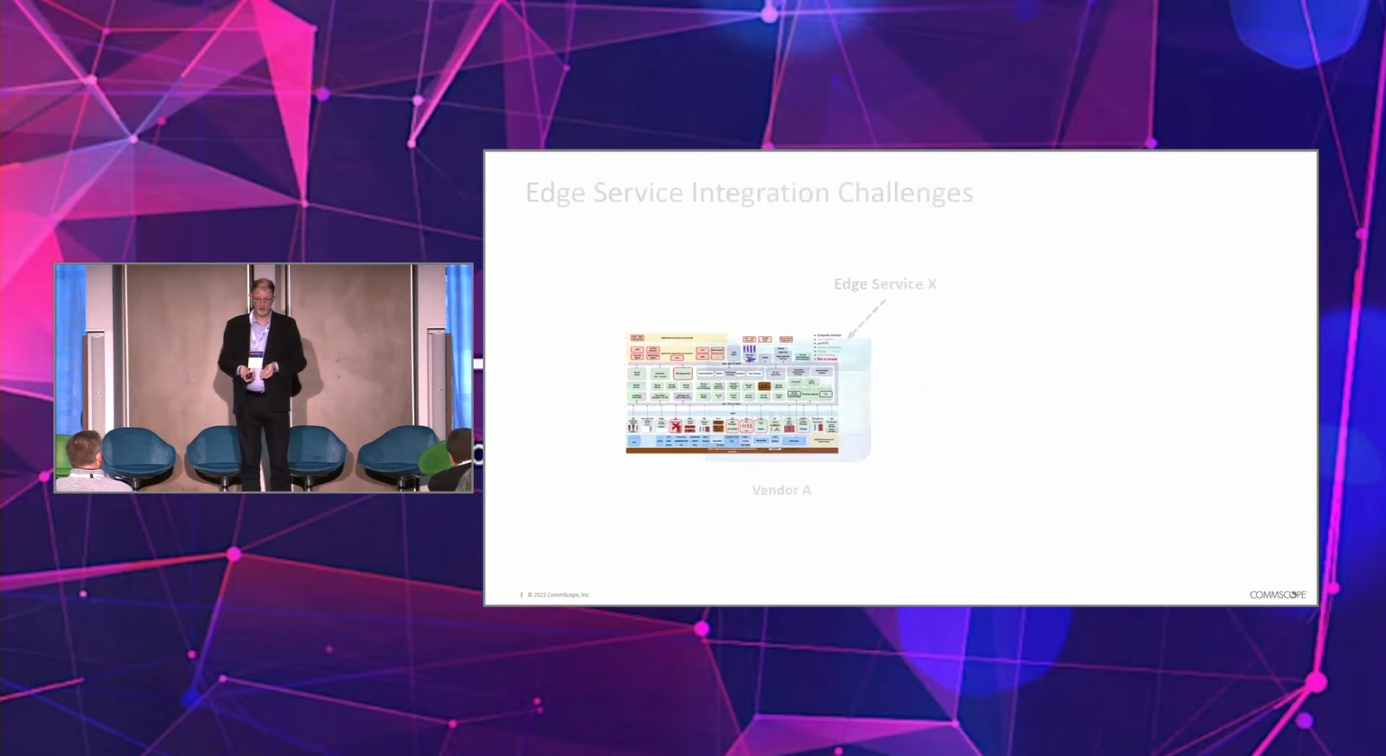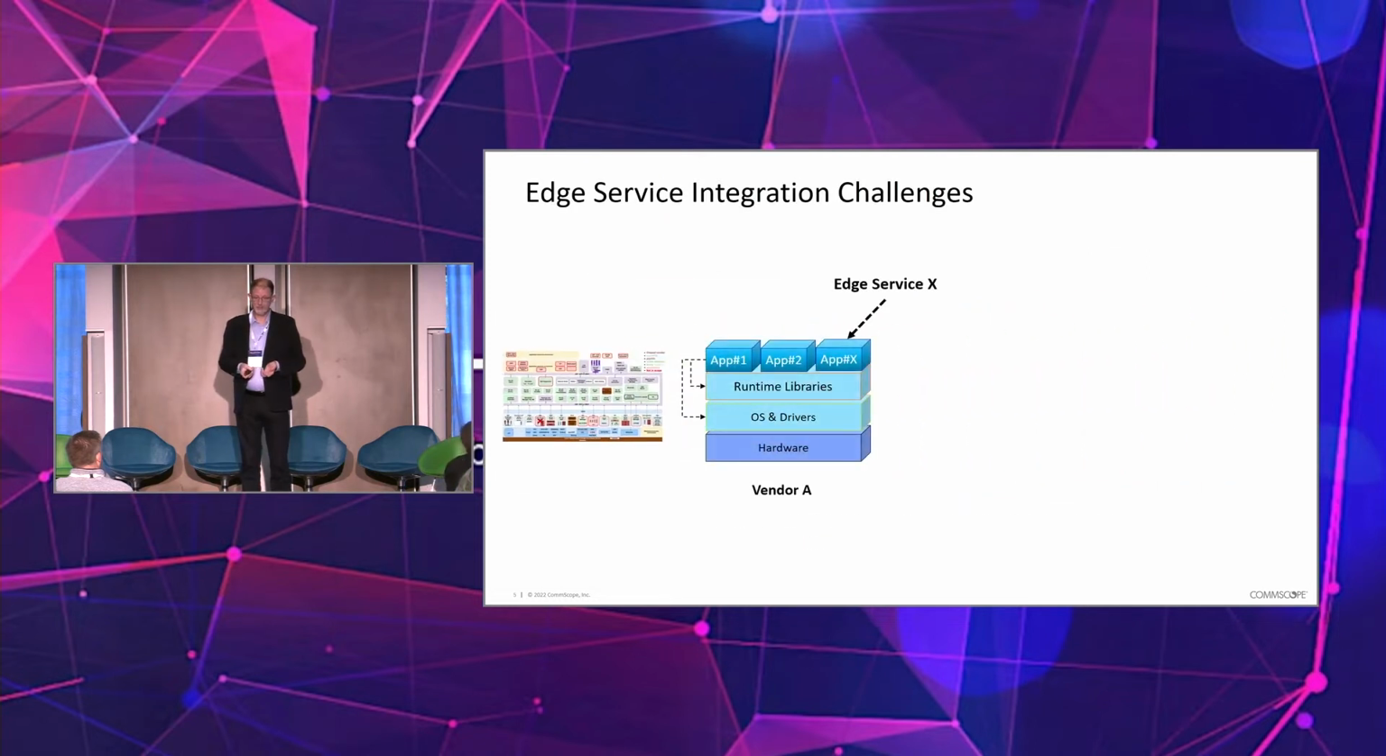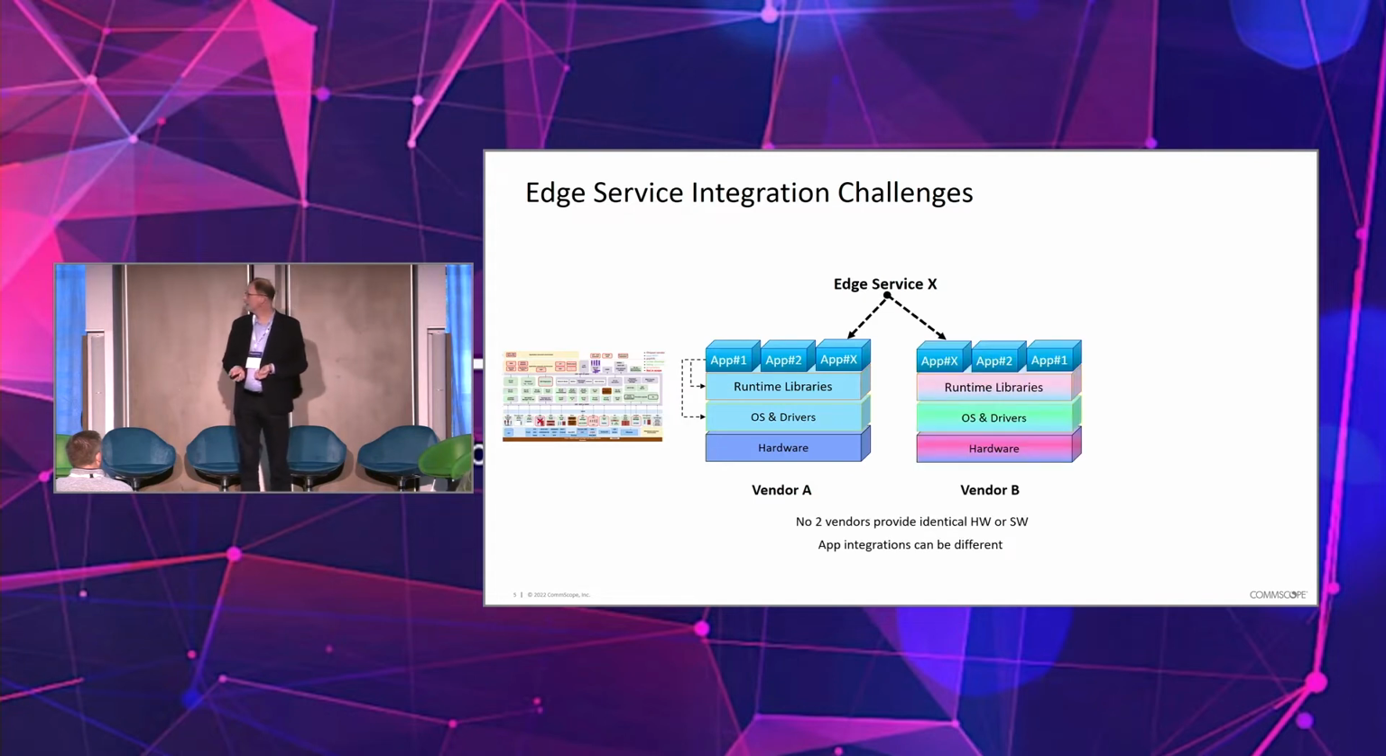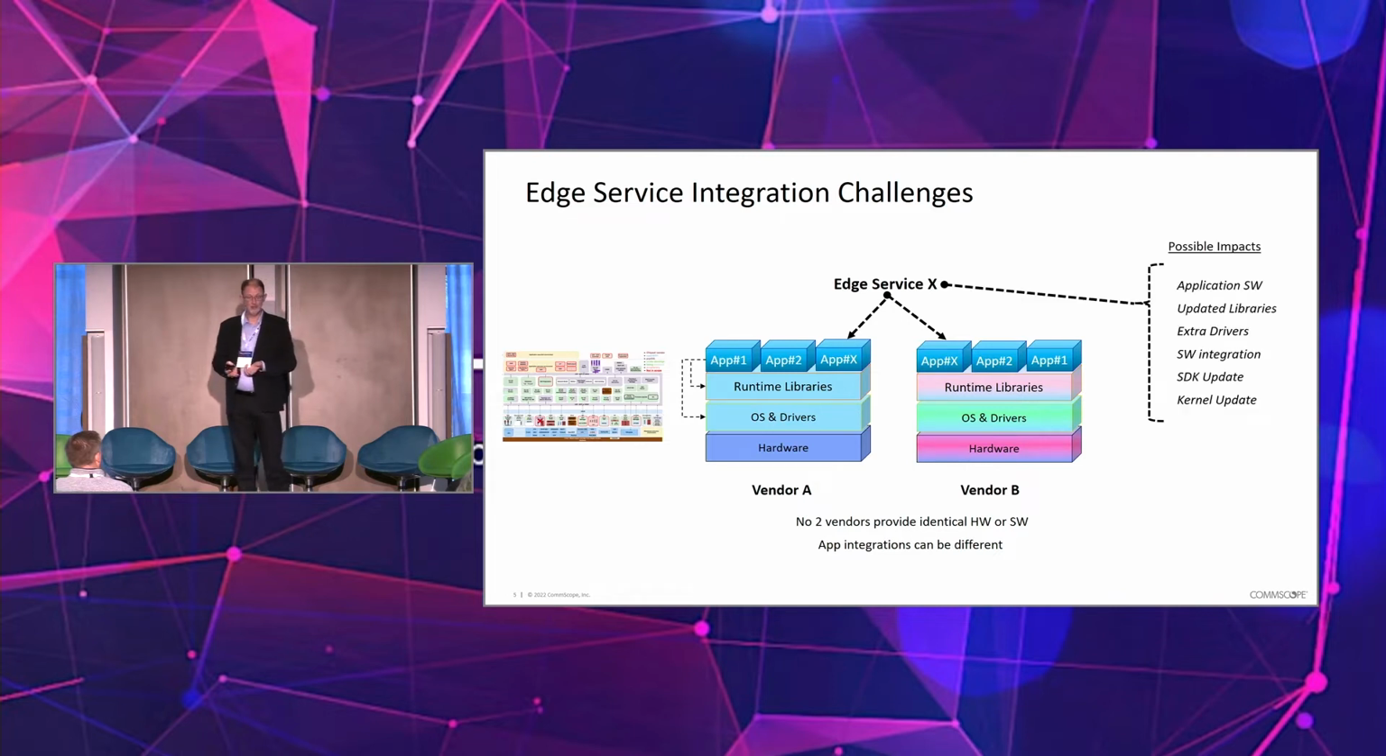So just going to an example of an edge service integration, a lot of people here will understand this model. We have two different vendors making the same hardware for the same operator, and they're expected to put edge service X onto their platform. There are a lot of impacts when we're adding in that service: application software, different libraries, extra drivers, a whole host of different changes that can happen to a platform. So these app integrations can be different, and when you deploy it, you might get different behaviors. We want to rule that out as well.